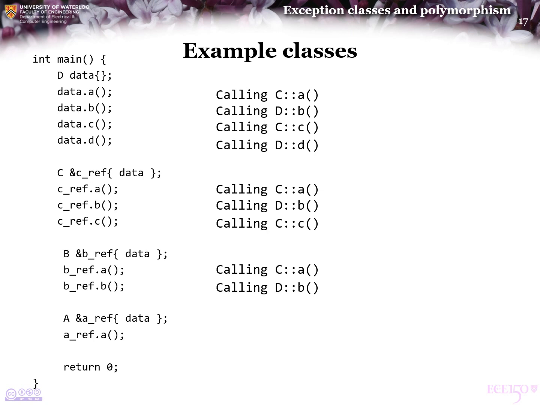And finally, if you declare a reference variable to A that's initialized with data, as you can expect, if we call little a on this reference variable, we do actually get the overridden version in C, at least for data.